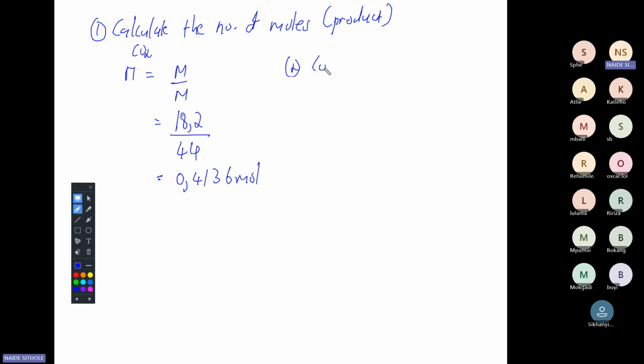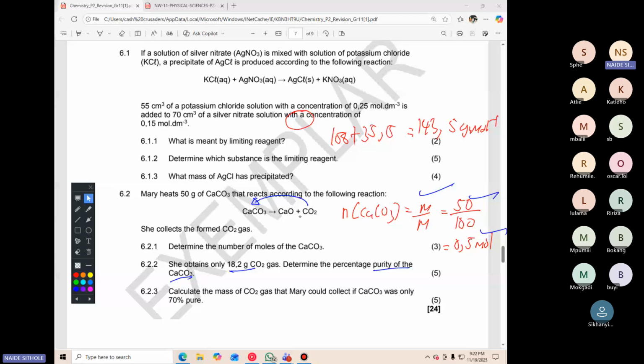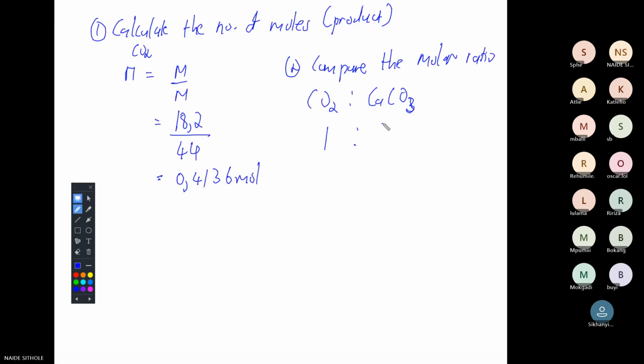The second step is to compare the molar ratio, the stoichiometric steps that we are following. Carbon dioxide to calcium carbonate: it's balanced, so 1:1. 0.4136 means now 0.4136.